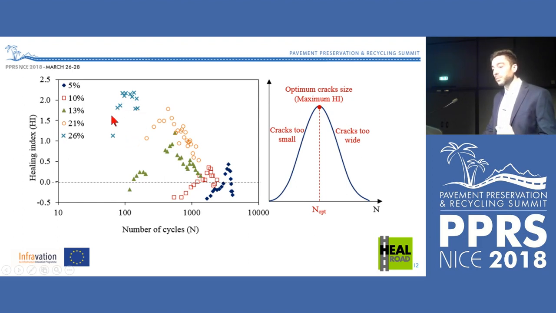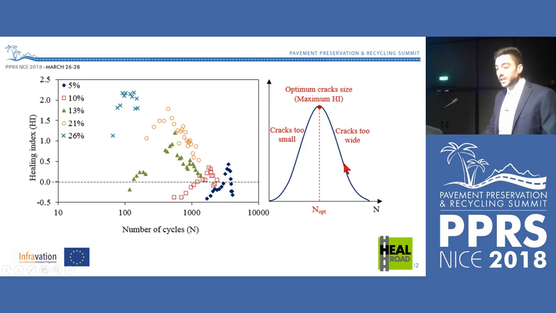So for all the mixes, we have these bell-shaped curves, which also have an explanation, and it is that if I apply the healing too soon, basically I have nothing to heal. I have no cracks, so the healing is nothing. But if I apply the healing too late, the cracks are so wide that I cannot heal them either. So there is also an optimum time in the fatigue life or in the service life of a road where the healing is most effective.